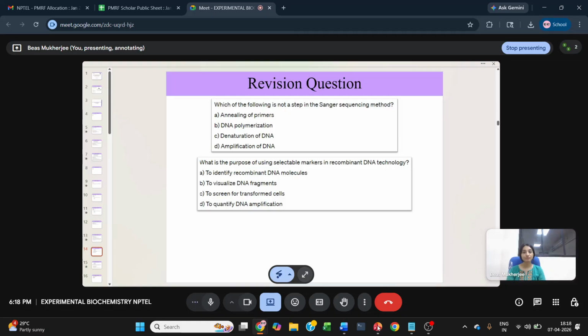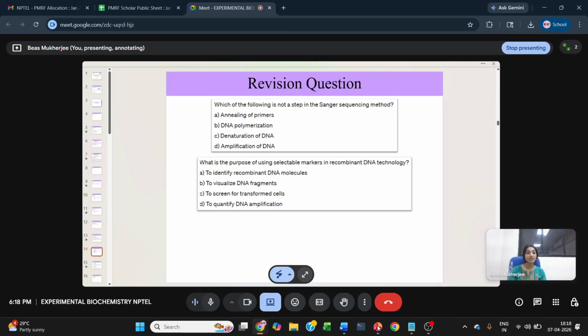Now, what is the purpose of using selectable markers in recombinant DNA technology? To identify recombinant DNA molecules, to visualize DNA fragments, to screen for the transformed cells, or to quantify the DNA amplification. Right? So we know about selectable markers. What do selectable markers help us with?